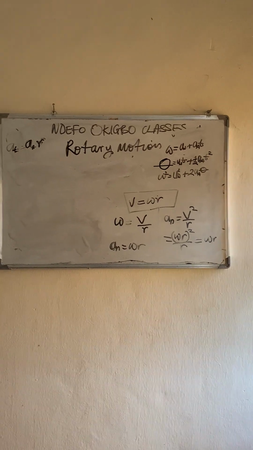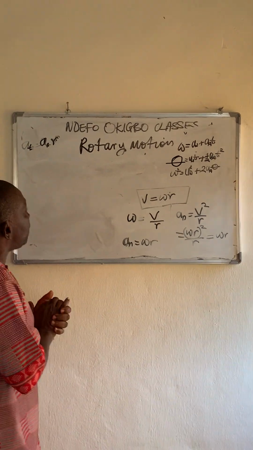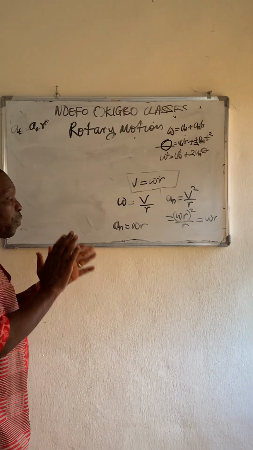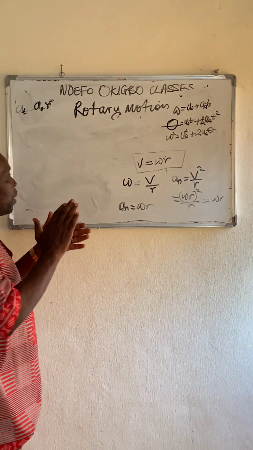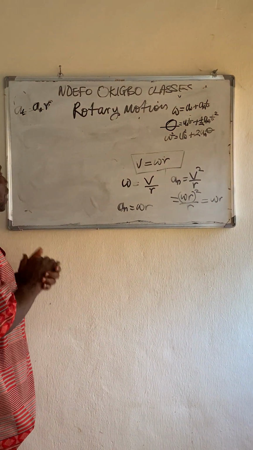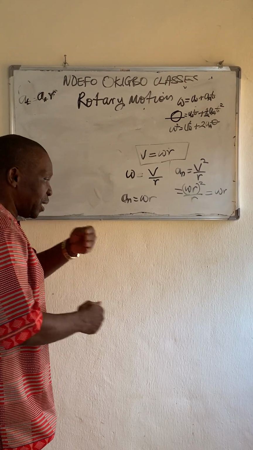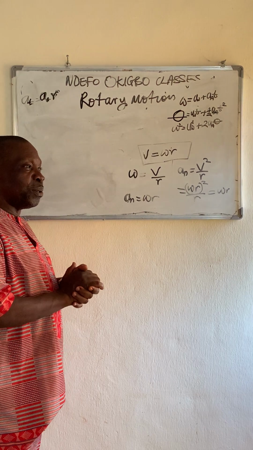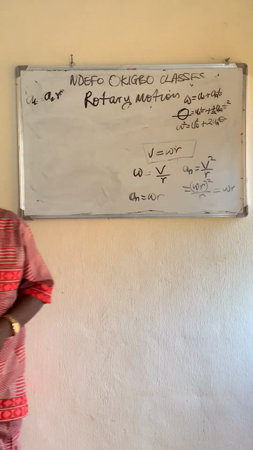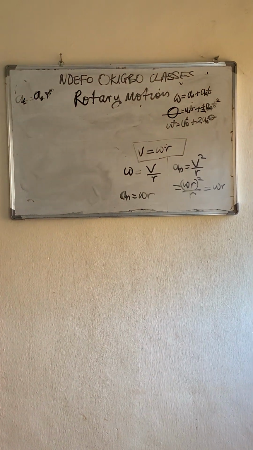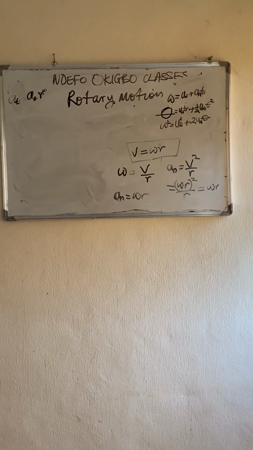So we are now going to deal with rotary motion, rotational motion, not curvilinear this time, not linear. That is what happens when things are rotating: wheels, rotating motors, whatever rotates. Now let us look at a problem.